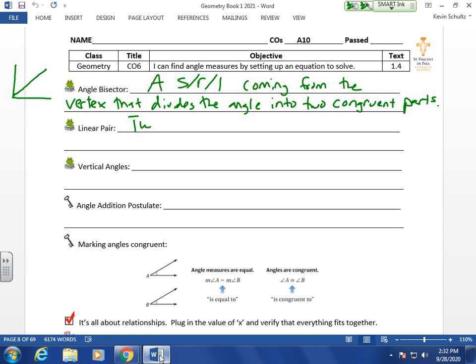Angles. Okay. Two angles that make a line. Okay, two angles that make a line. Now you might be asking yourself, how can angles make a line? Well, what we're talking about here is if you have angle 1 and angle 2.